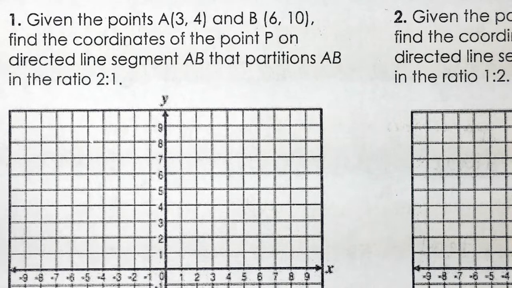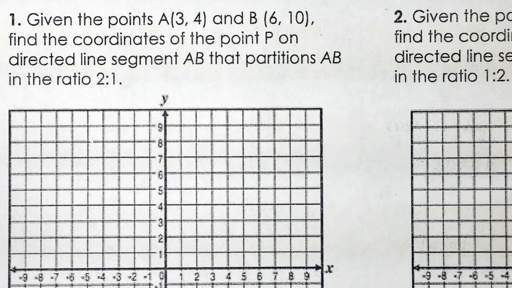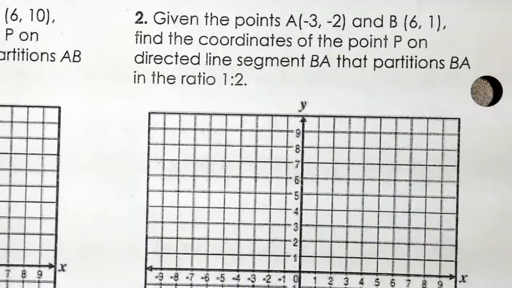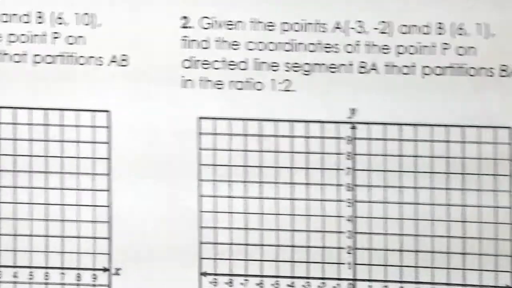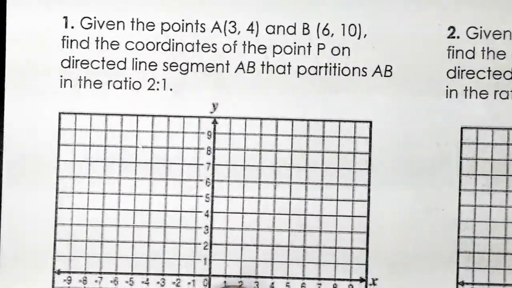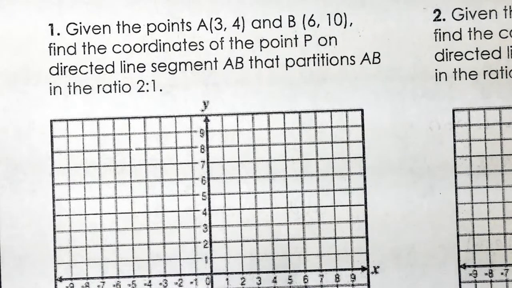They'll tell you which way to go. On this one it says AB, and a lot of them will say it from A to B. Make sure when you start partitioning your line segment, you go whichever direction they tell you. This one says A to B. If you look at number 2, we tell you specifically to go from B to A. You need to make sure you go that direction when you start, and I'll show you what I'm talking about when we get it on the graph.